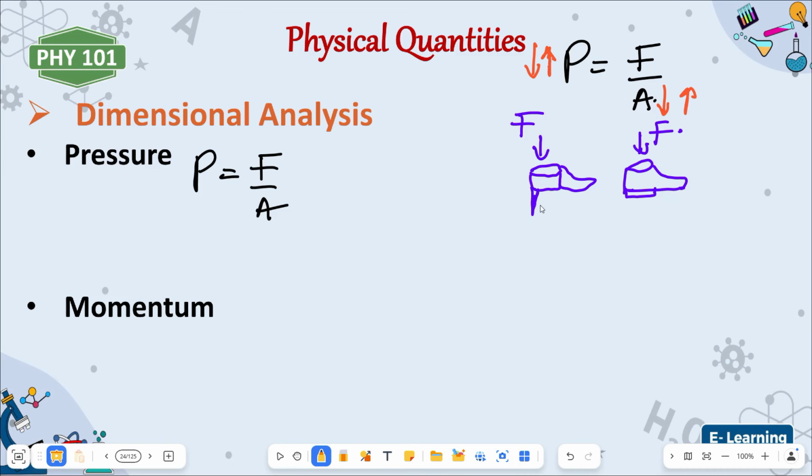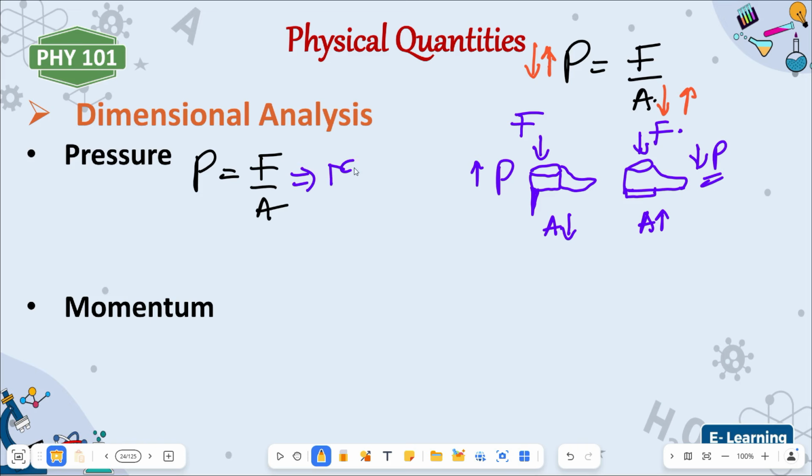Alright? Now, the smaller the area, the higher the pressure. Like this one, the area is small, so the pressure will be what? High. This one, the area is a bit larger, so the pressure will be what? Low. So you will not feel it as much as this other one here. Pressure is force over area.